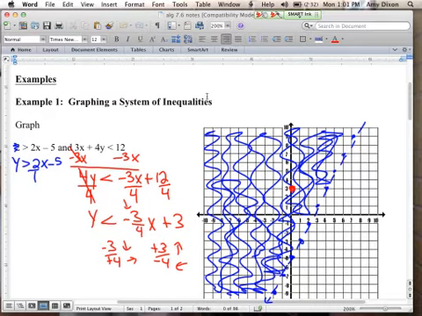So down 3, right 4. I'm going to go in both directions. Down 3, right 4. And go the other direction as well.